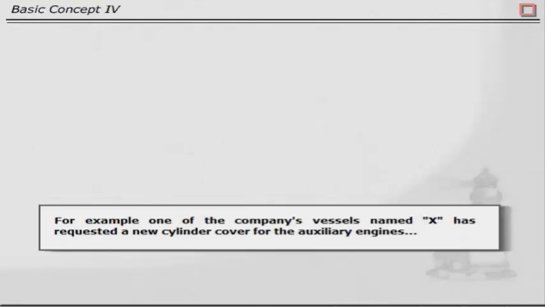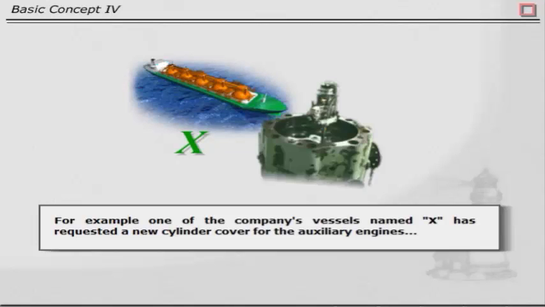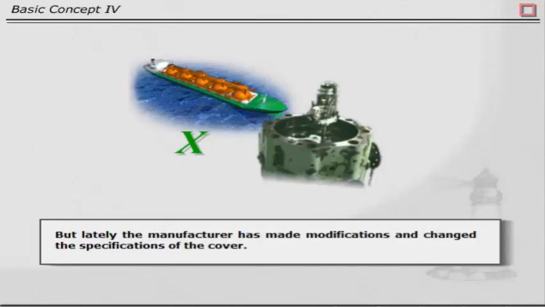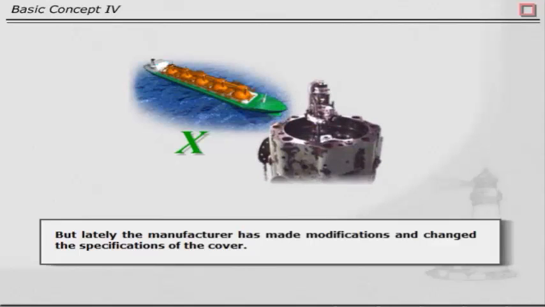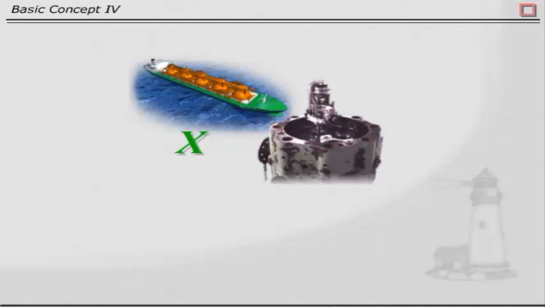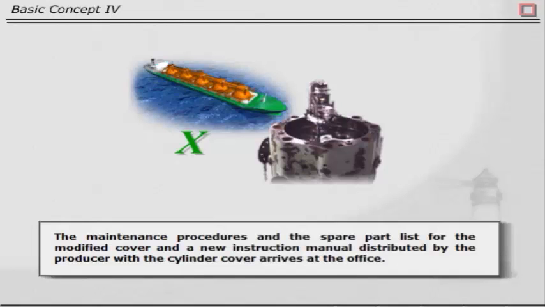For example, one of the company's vessels, named X, has requested a new cylinder cover for the auxiliary engines. But lately the manufacturer has made modifications and changed the specification of the cover. The maintenance procedures and the spare part list for the modified cover and the new instruction manual distributed by the producer with the cylinder cover arrives at the office.